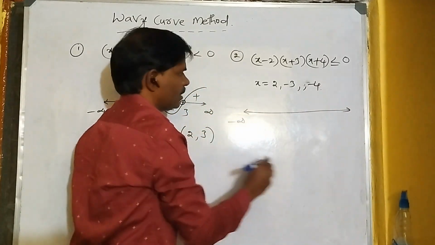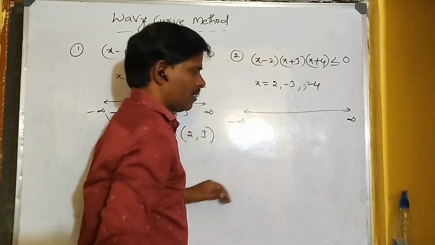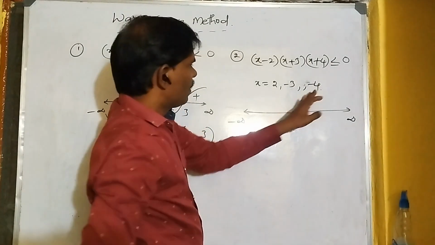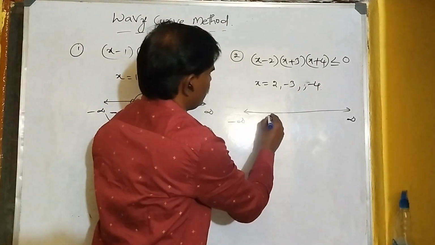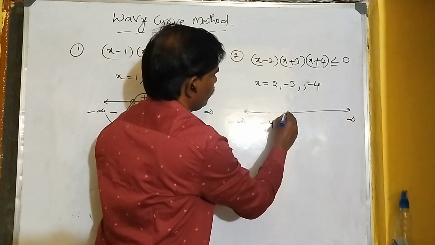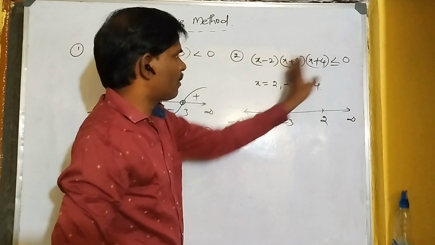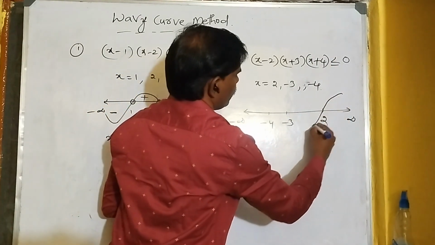This is the minus infinity, this is the plus infinity. Minus infinity, plus infinity. What is the least value? Least minus 1, minus 2, minus 3. This is the minus 4. Minus 4, this is the minus 3, this is 2. Okay, draw the number line here to here. This is the number line.